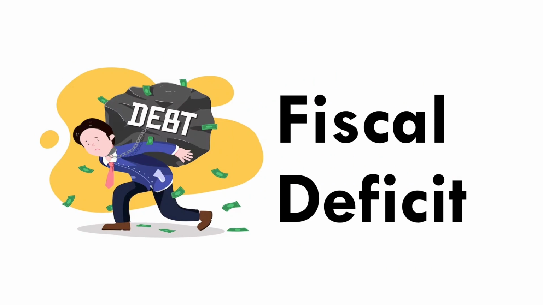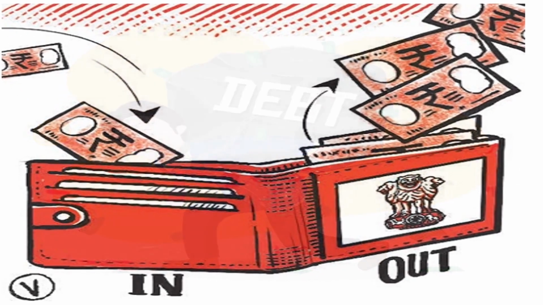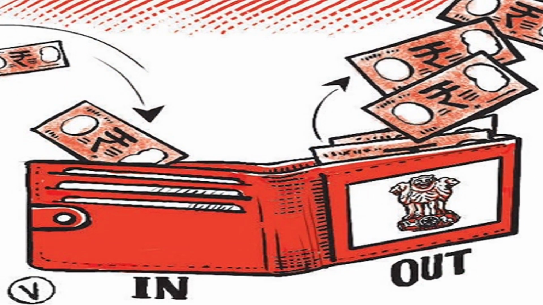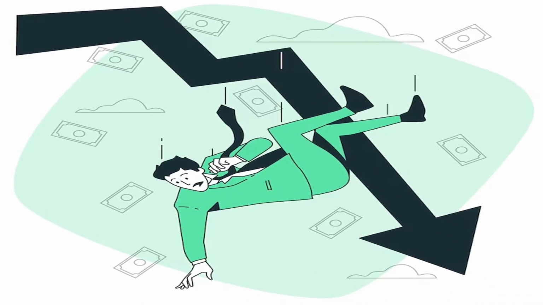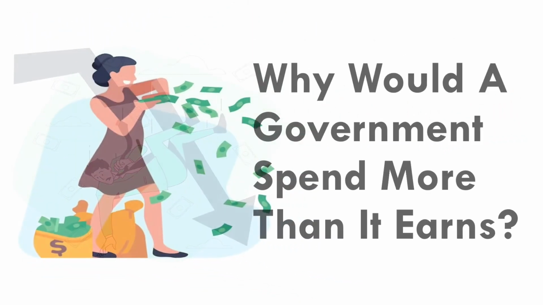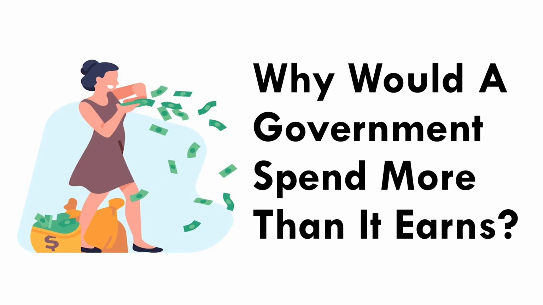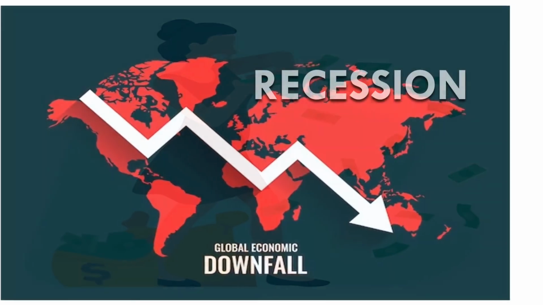A fiscal deficit occurs when a government spends more money than it collects in revenue during a specific period, typically a financial year or a fiscal year. Imagine your household budget. If you spend more money than you earn, you will end up with a deficit. The same principle applies to a government's finances. Now you may wonder, why would a government spend more than it earns? Well, there are various reasons for this.